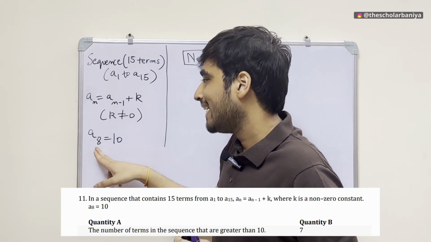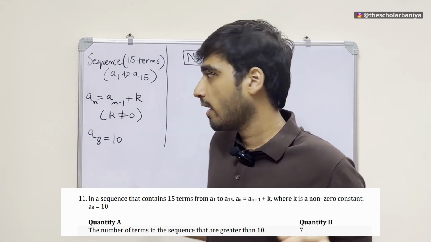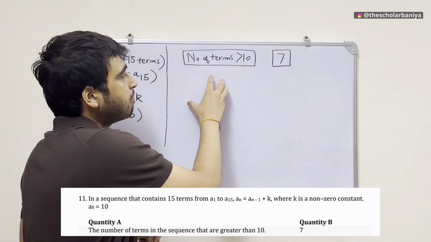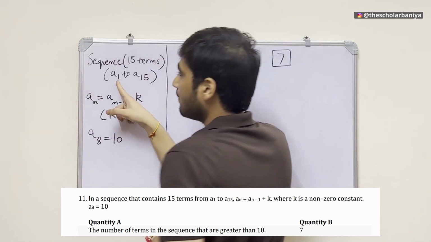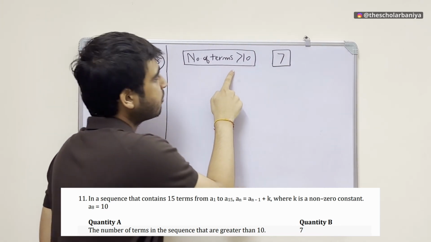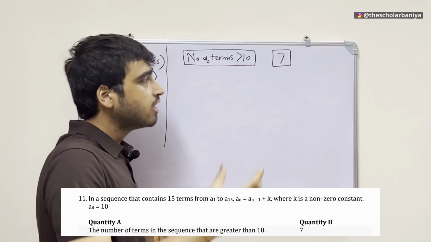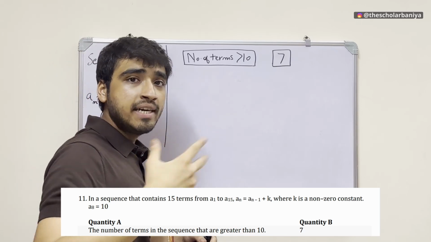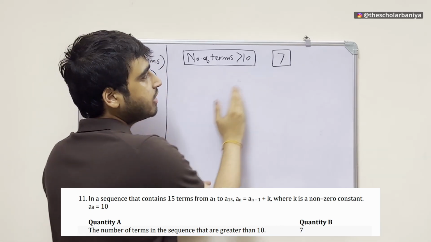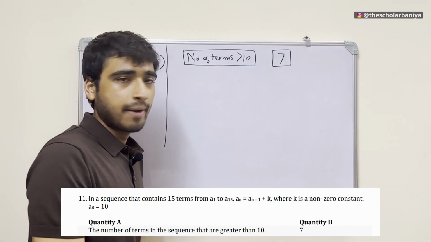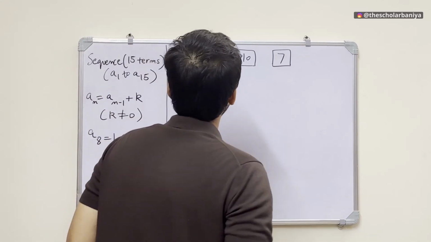And we know that the eighth term, A8, is given as 10. Now we have to compare the number of terms in the sequence A1 to A15 whose value is greater than 10. We have to find out how many terms there are whose value is greater than 10, and compare that with 7. Okay, perfect. So let's move on.